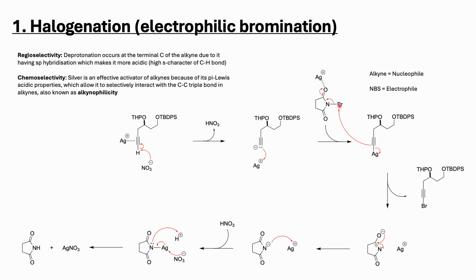Silver has Lewis acid properties, which can activate NBS by coordinating to the carbonyl oxygen and withdrawing electron density, which will make this N-Br bond more polar, and this will facilitate the bromine transfer to the alkyne. The pi electrons of the alkyne bond will attack the polarized bromine, thereby forming our product with the new C-Br bond. We also end up making the silver salt of succinimide, which then gets protonated by the nitric acid that was formed when we made the alkynyl silver species. And then we end up making succinimide as a byproduct, as well as regenerating our silver catalyst.